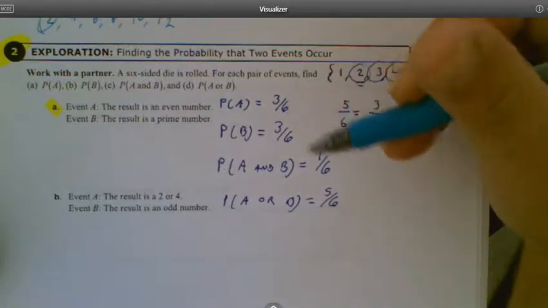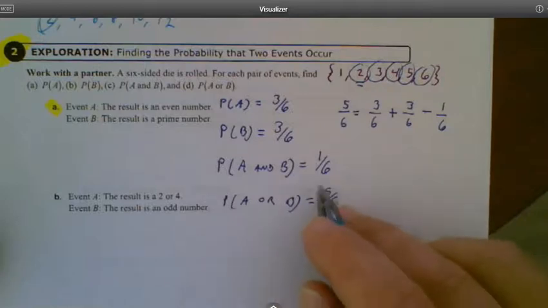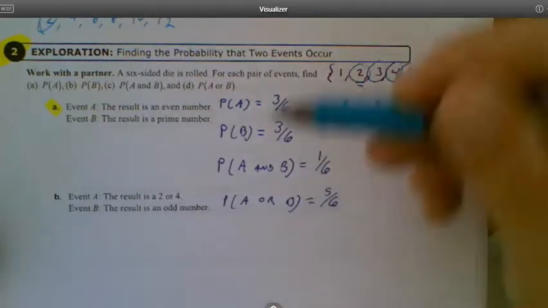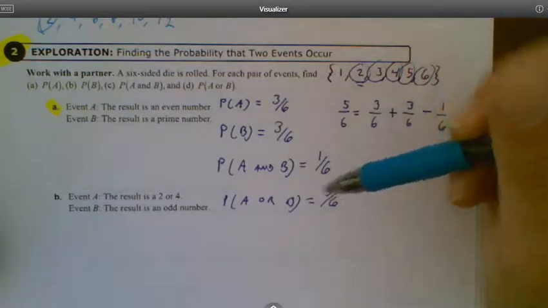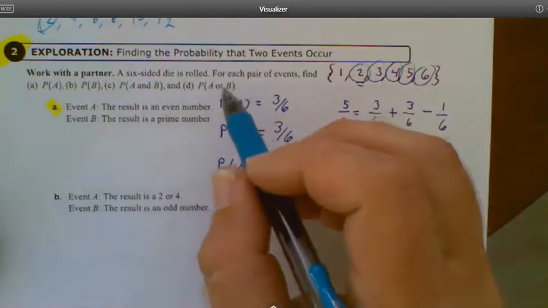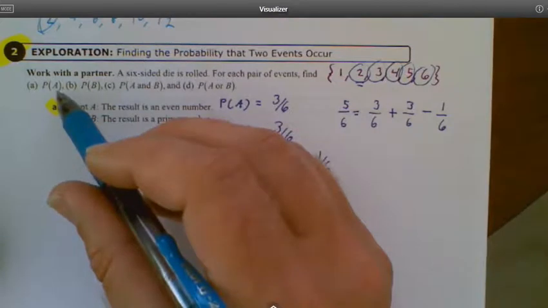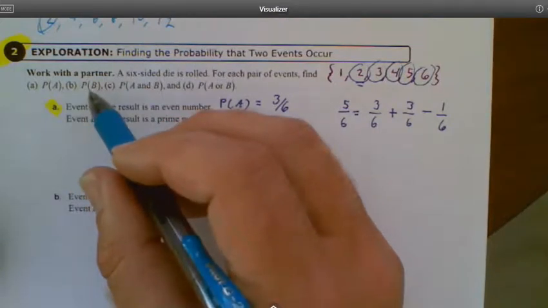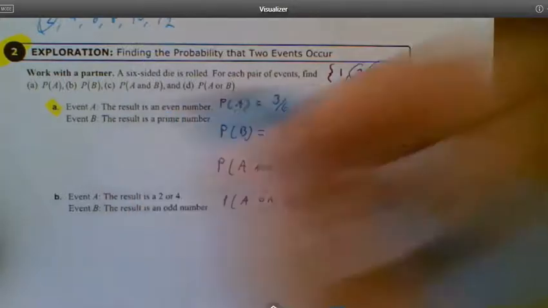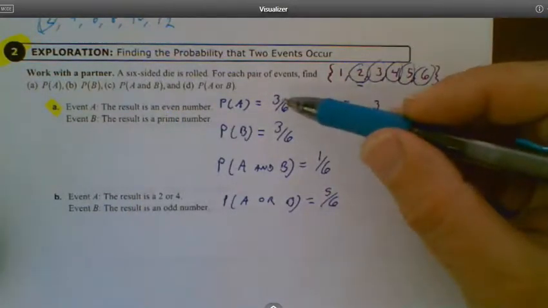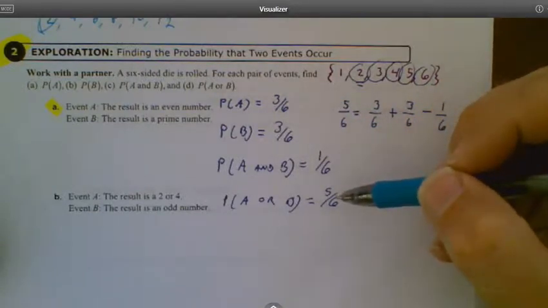So what we're going to see here in a minute is when you look at this formula, where do we get this idea? We're going to put all 4 of these together within one formula today. And I'll show you that on the next page, but it goes something like this. It says the probability of A or B is equal to the probability of A plus the probability of B minus the probability of A and B.